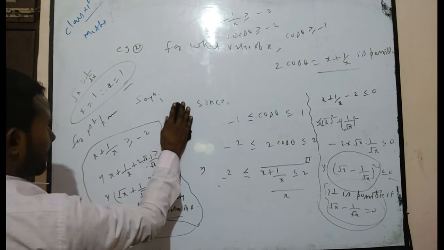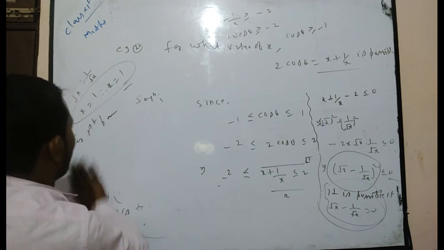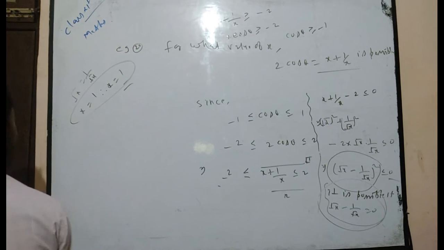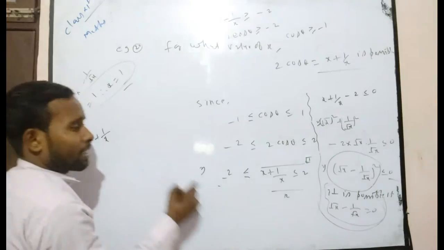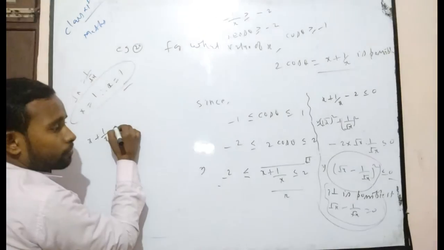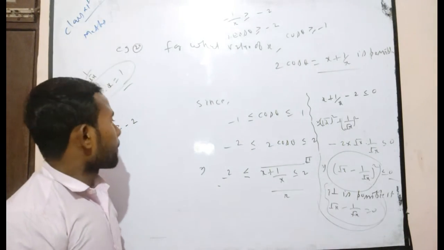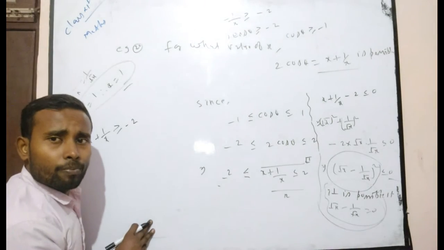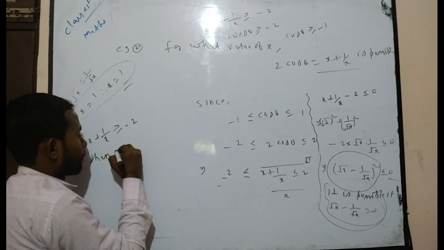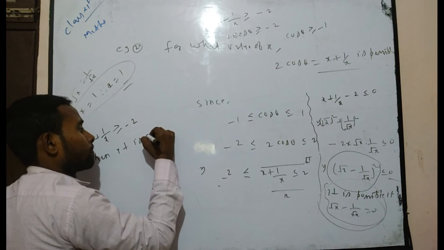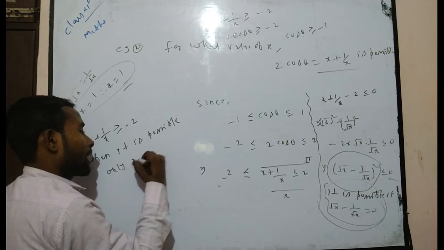First of all, I want to write this part. You don't write this part because you get confused by it. So in the first part, I want to take the next concept. Do you know x plus 1 by x is greater than or equal to minus 2? If it is greater than or equal to minus 2, then it is possible only when x is equal to minus 1.